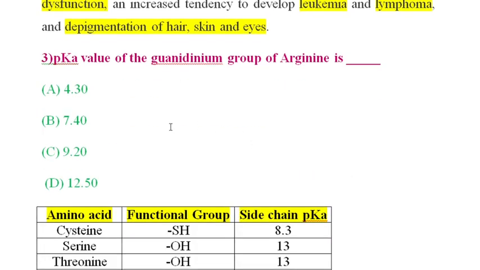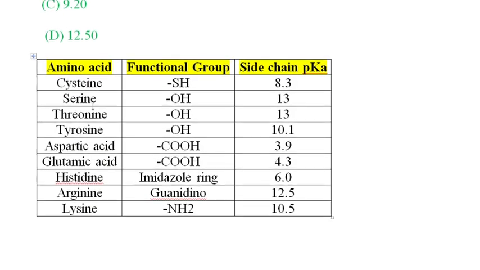The third question is: what is the pK value of the guanidinium group of arginine? It is 12.5. So here I have given the amino acids, the functional groups, and the pK of the respective functional groups.